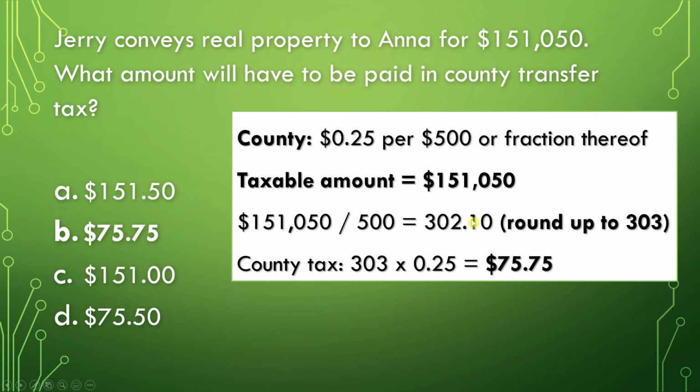Now, if you divide 151,050 by $500, you will get 302.10. Remember, it's per 500 or fraction thereof. So we have a fraction, therefore we round up, not down. Okay, so please remember it. If you have a fraction, you round up. So because we got 302.10, we round up to 303 and then multiply 303 by 25 cents. And that gives us, B as in boy, which is $75.75. Okay, and that is our answer.